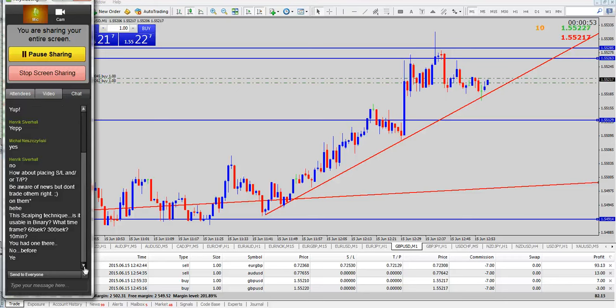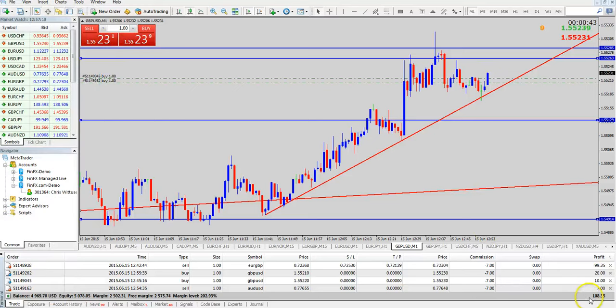Was that good? Was that terrible? Alright, so all trades are now profitable. We have no negative trades any longer. So we're up $110, $105. We're making money.